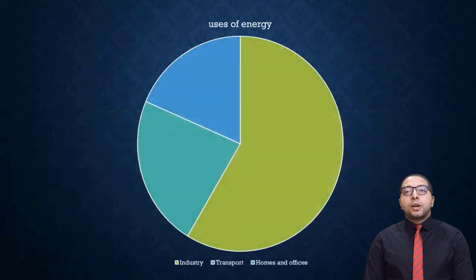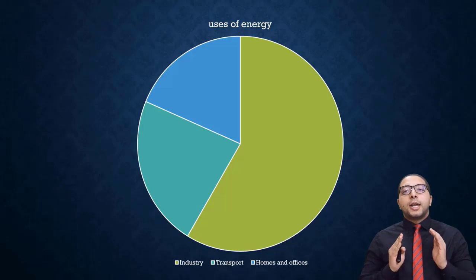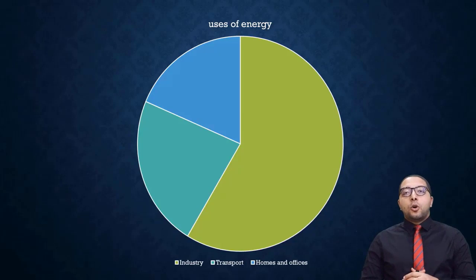If we're going to look at the consumption of energy, we can find that the majority of the energy that is consumed around the world basically goes to industry. Then the second largest amount of energy is consumed by transport, followed by homes and offices. Homes and offices take the smallest share of the overall energy consumption.